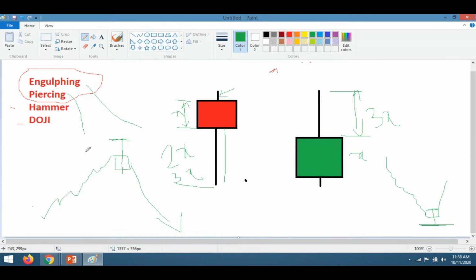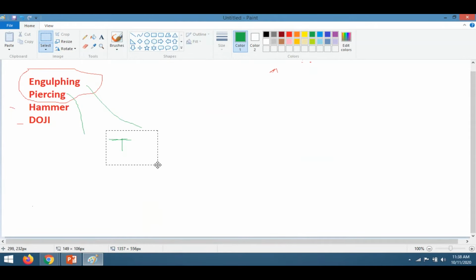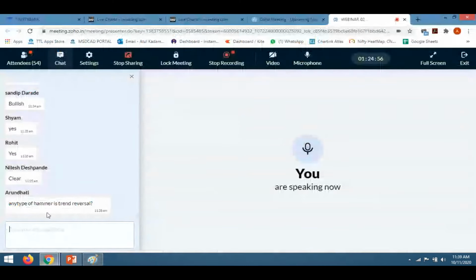So hammer is the trend reversal pattern. We will see the hammer in a chart also. I will explain the doji immediately here, and after that we will see the hammer and doji in a chart. Doji is a very important candlestick pattern, and I use it multiple times. Yes, Arundhati, any type of hammer is trend reversal. I will show in a chart. There are multiple definitions in the market for hammer, but this definition that I told you is from my experience. Any hammer is the trend reversal. Which hammer to consider for trend reversal, I will show in a chart.